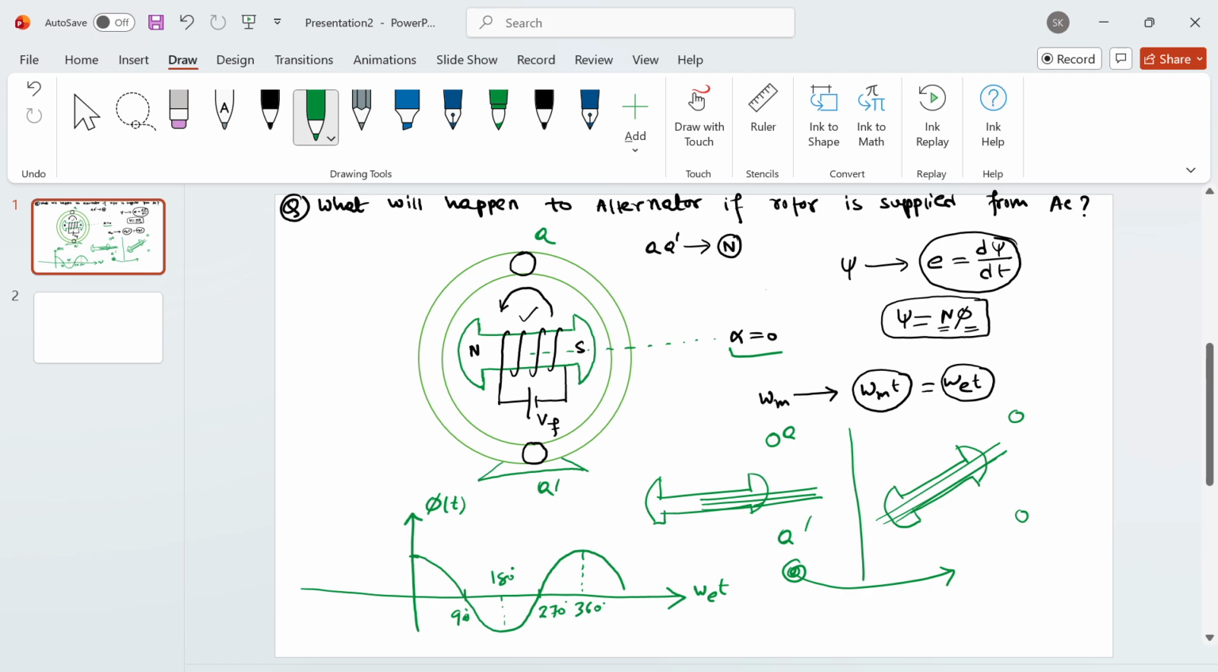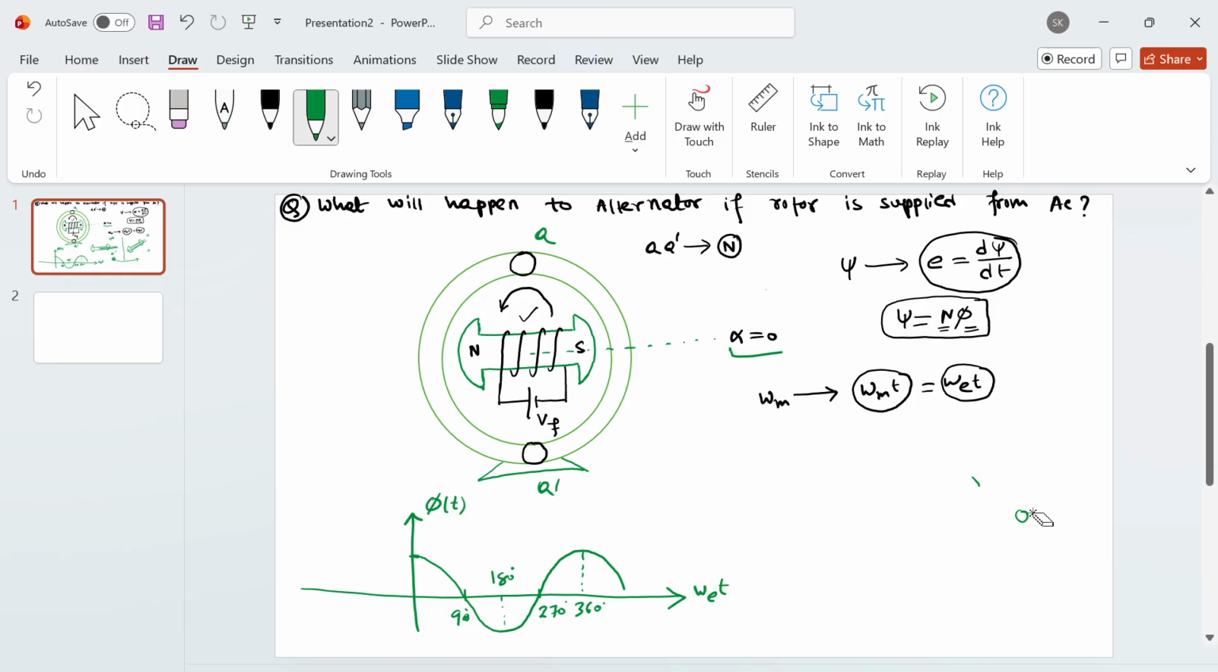Okay, so let me erase this part. And what will be the equation of the flux linkage of t? Phi of t is nothing but it will have some maximum value, that is flux per pole, cos of omega e t. Okay, this is the flux linkage waveform equation. And here the peak value is flux per pole.